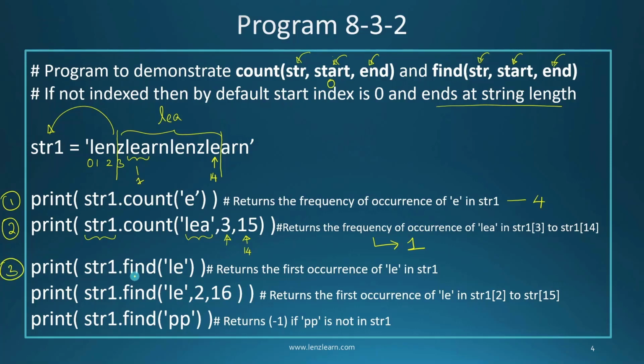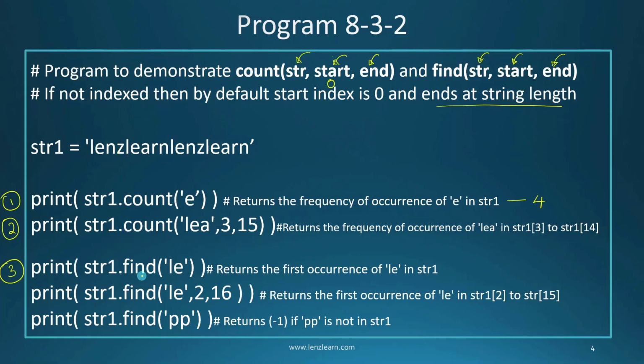Now here we are going to see how the find operator works. There's a difference between count and find. Count will give the total count of the substring that is available inside the main string, but find will just identify whether it is in there or not, and if it is there, it will return the starting index value. So let us see how this print statement works.